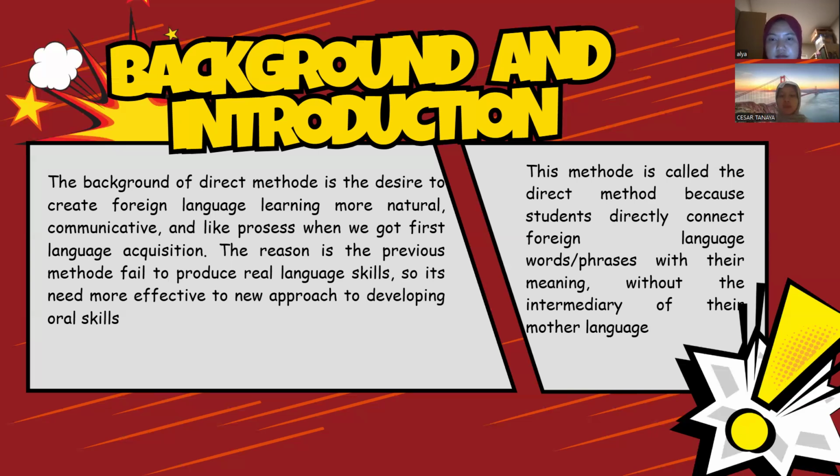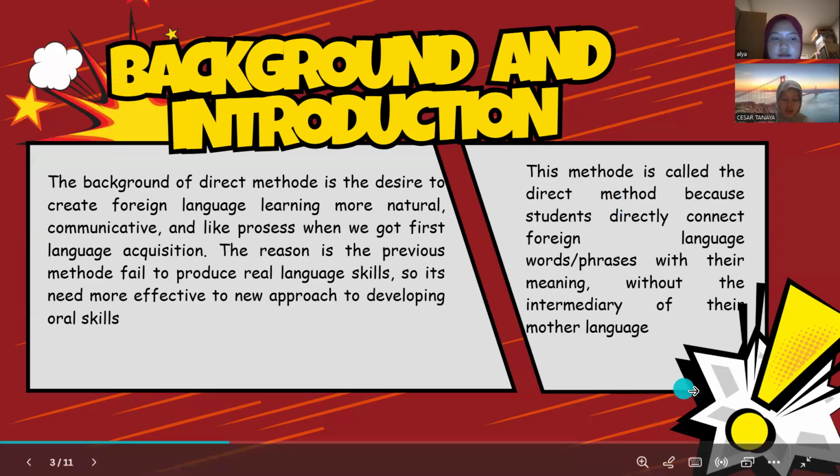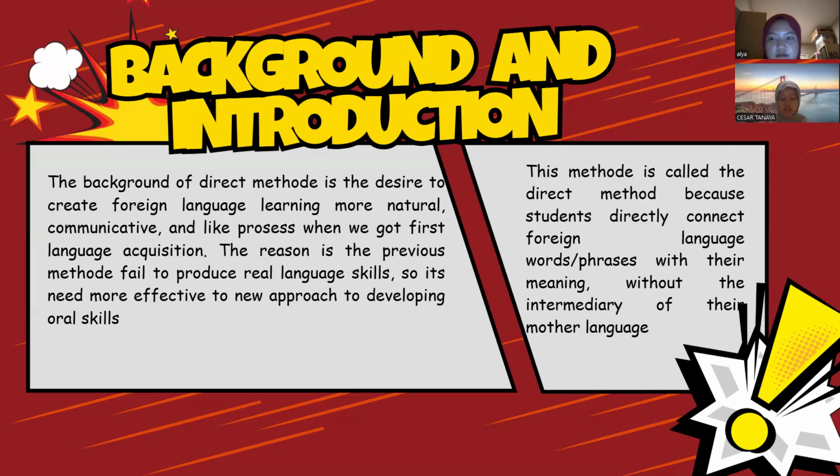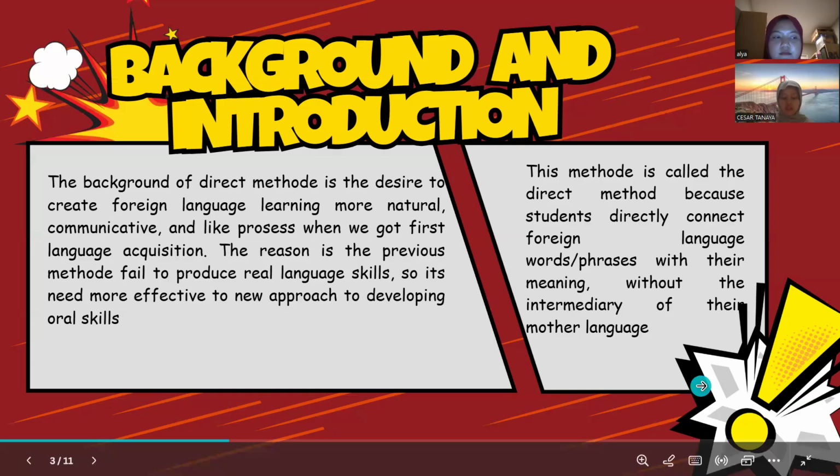Next, let's introduce the direct method. This method is called the direct method because students directly connect a foreign language word or phrase with its meaning, without the intermediary of their mother language. The direct method is language teaching born from the principle of natural language learning, namely using the target language directly without translation, emphasizing oral interaction, mastery of everyday vocabulary, inductive grammar, and understanding meaning through demonstration, action, or pictures.